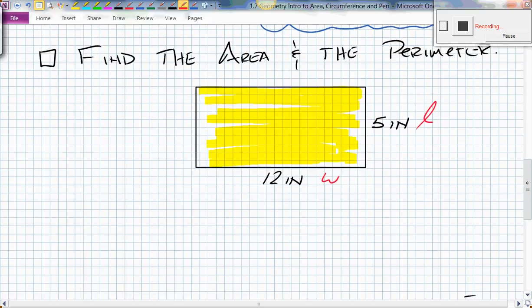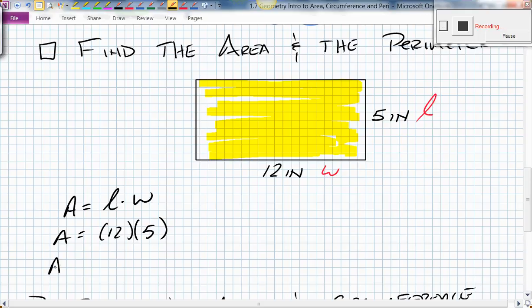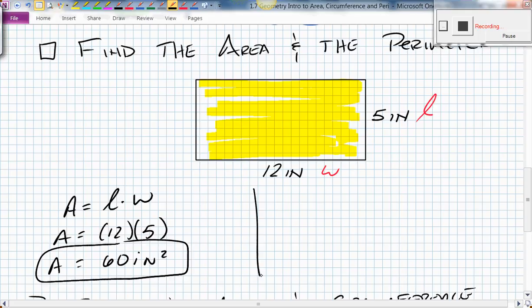I guess I got a problem for you here as an example in class. It says find the area and the perimeter. So example 1. So this is a rectangle, so we know the area for the rectangle is going to be the length times the width. So the area has to be the length, which is 12 inches, times the width, which is 5 inches. So therefore the area is equal to 60 inches squared, and it's squared because we're talking about area.